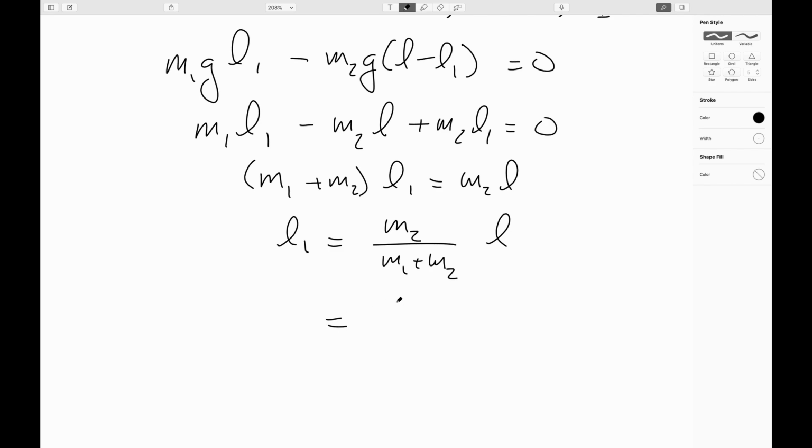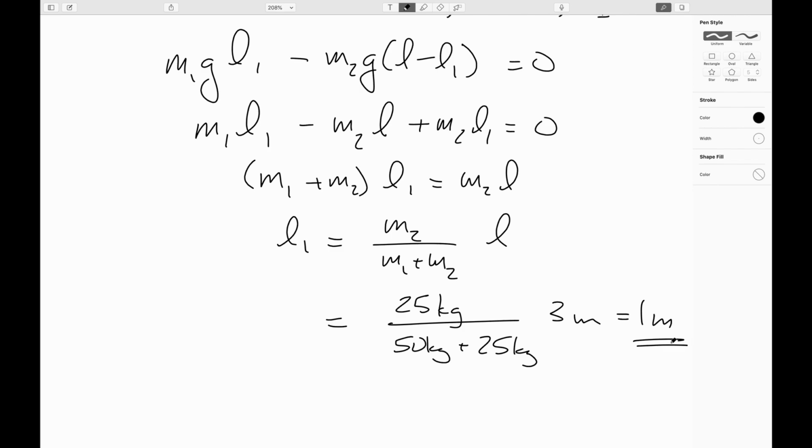And now we can put in the numbers. 25 kilograms over 50 kilograms plus 25 kilograms times 3 meters is, like we saw before, 1 meter. Okay. So that's one way you could have done it.